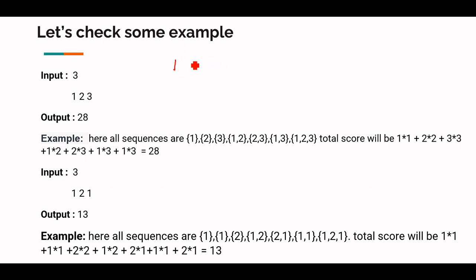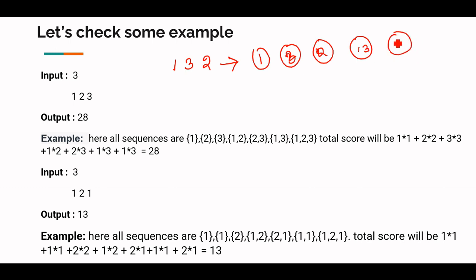Suppose we have 1, 3, 2. What can be the possible subsequences? Obviously 1, 2; 1, 3, 2; 1, 3; 1, 2; 3, 2; and 1, 3, 2. Now these may not match the exact order, but do we actually need the exact order? Because anyway we just need the minimum and maximum.